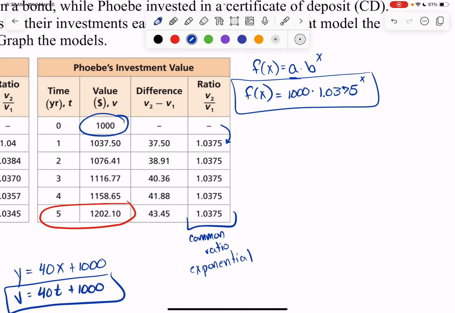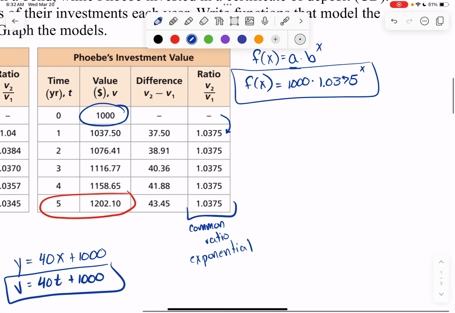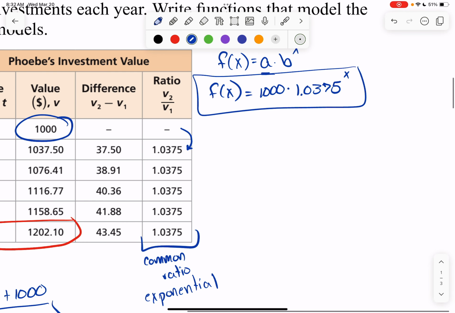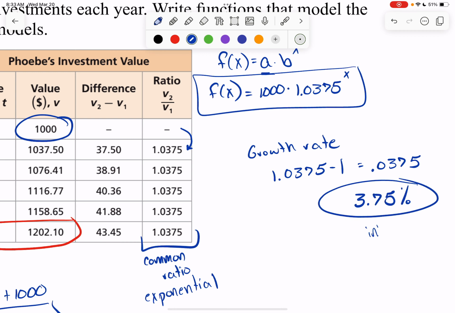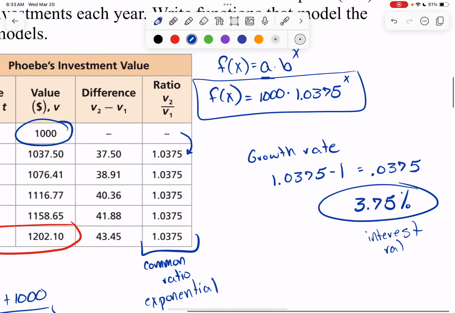And we can talk about this further. This one, the common difference is 40. This one, the growth factor is 1.0375, but the growth rate or the interest rate for hers would be 1.0375 minus 1. How much more than 1 is it? It would be 0.0375. So she invested this in an account that has 3.75% interest. That is her interest rate or growth rate. Okay, is how much more than 1 it is.